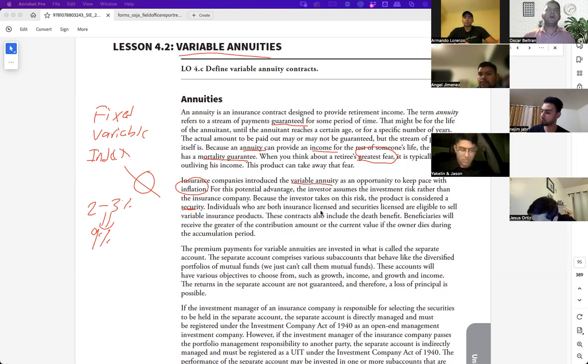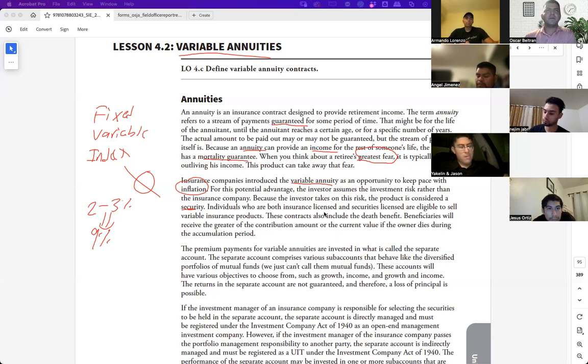Individuals who have both an insurance license and a security license are eligible to sell variable insurance products. So myself, I can sell variable annuities. I can sell fixed annuities. Do I sell them often? Not really, because they're freaking complicated.